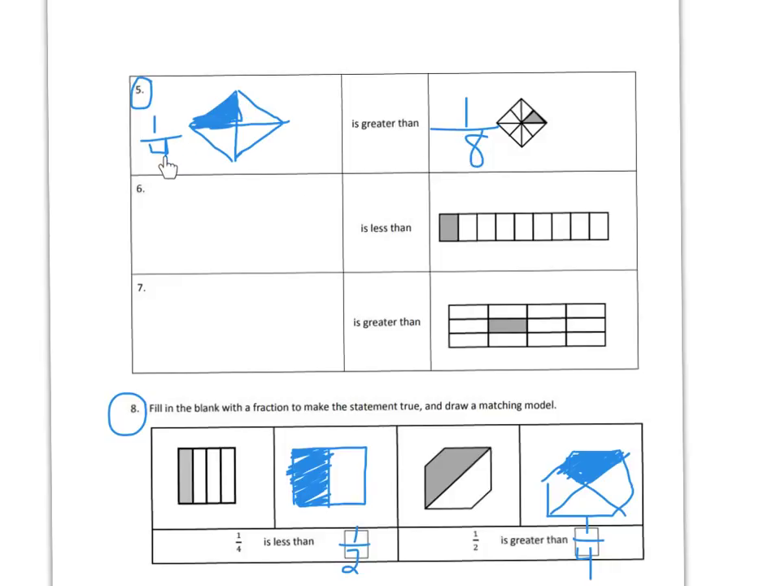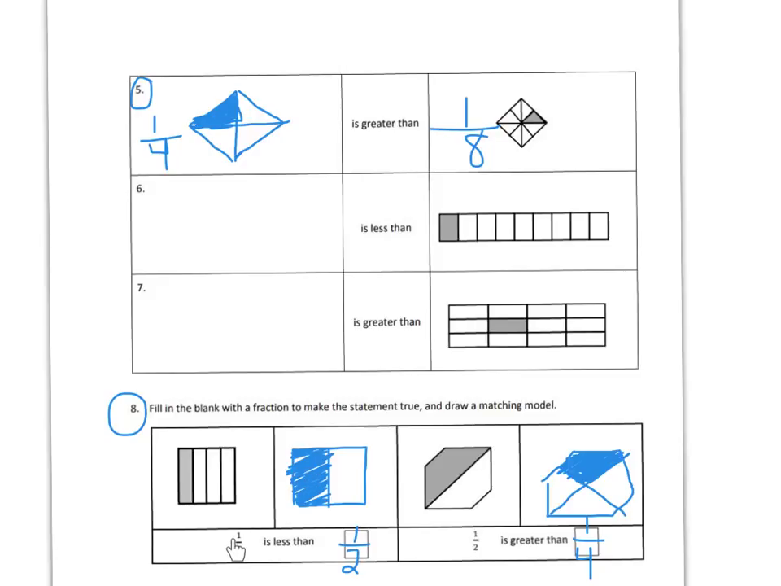I picked a denominator that was smaller than 8. The smaller the denominator, the larger the fraction. Since 4 is smaller than 8, 1/4 is going to be greater than 1/8. Down below, again, you might have a different answer than me, but I picked 1/2. 1/4 is less than the fraction 1/2. I can clearly see that 1/4 is smaller than 1/2.